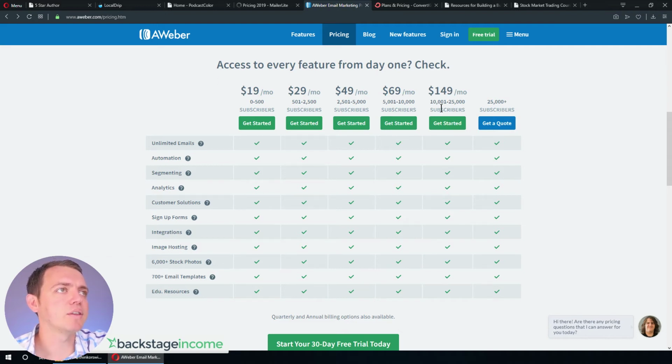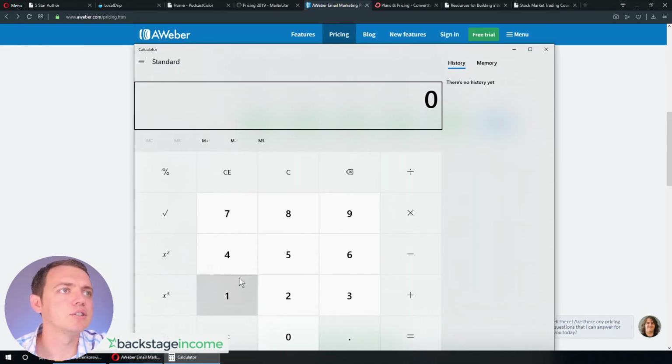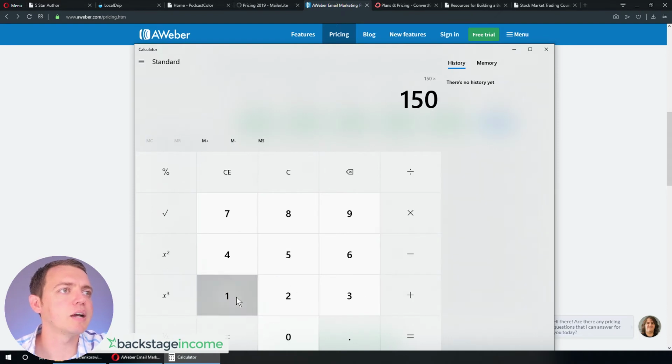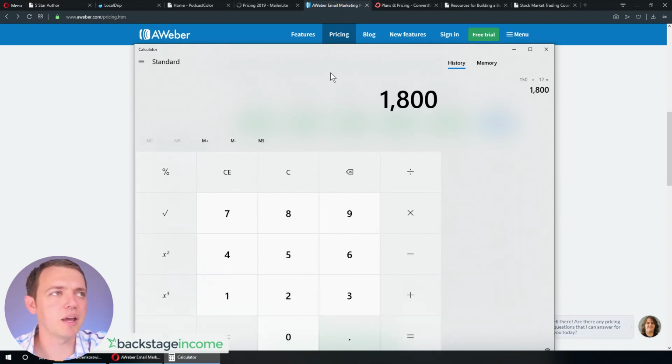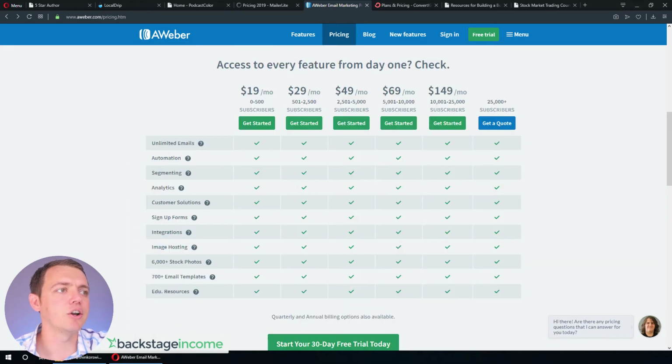$150 a month. Okay, so if you pull out a calculator, let me go ahead and pull that out. You've got about $150 a month times 12 months, plus there's a discount if you prepay annually, but you're looking at about $1,800 or so.